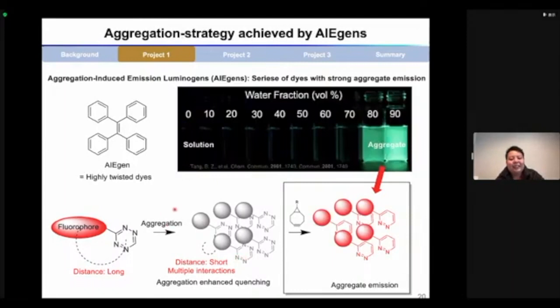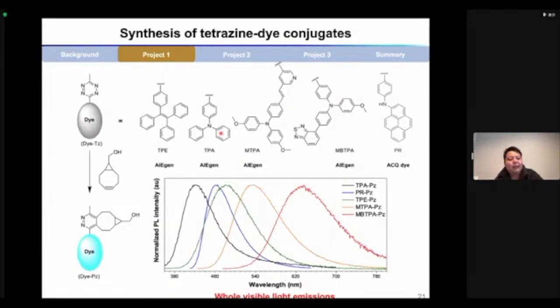So in that sense, I decided to use our AIE fluorophores, which have a very twisted structure and show good emission properties in the aggregate state, to achieve this strategy. In this concept, I first prepared four tetrazine-AIE conjugates, and one tetrazine and planar dye conjugate as a negative control. All of those compounds have good emission after the click reaction, and it covers from the violet to the nearly NIR range.